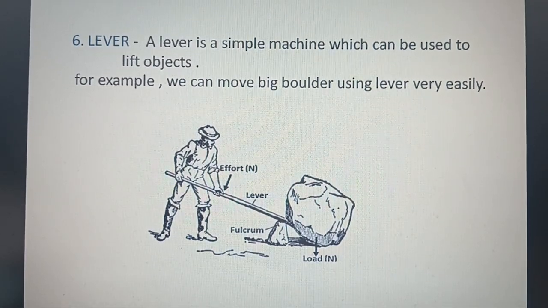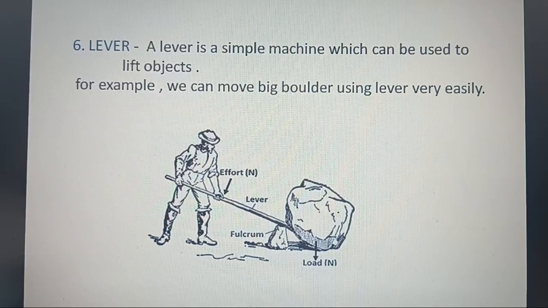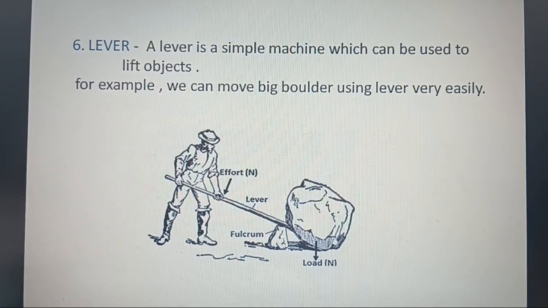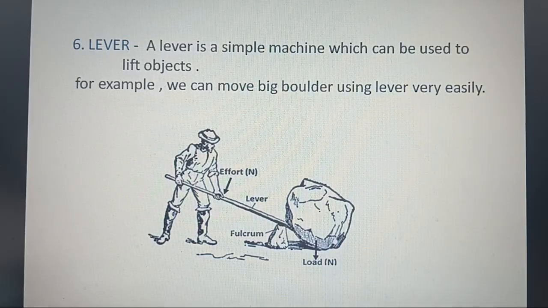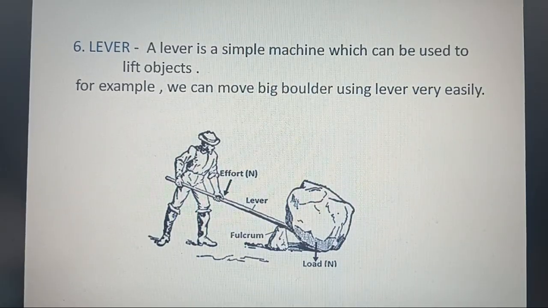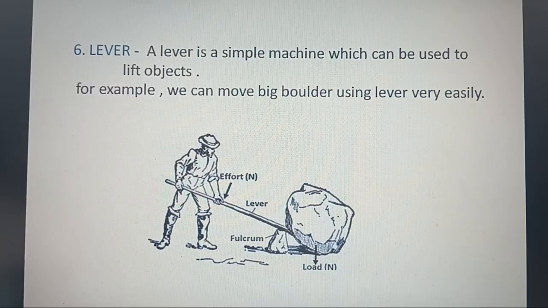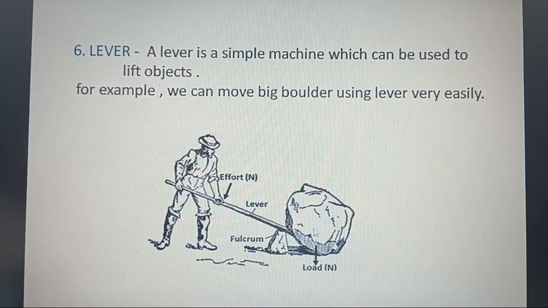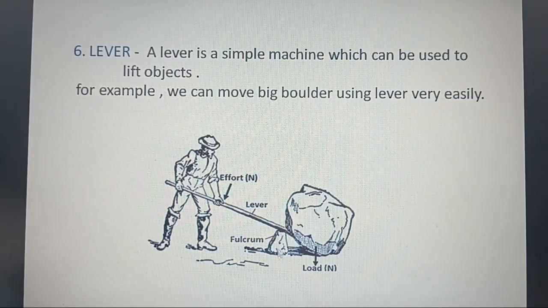Now, sixth simple machine is lever. A lever is a simple machine which can be used to lift objects. For example, we can move a big boulder using a lever very easily. Like you see in the picture, this is the load. This is the heavy stone, or you can say boulder.